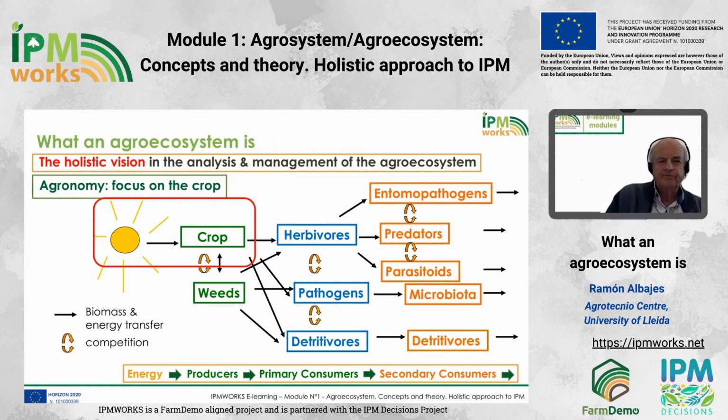When we analyze and want to manage an agroecosystem, we need a holistic vision of the agroecosystem. That is very, very important. We'll see several disciplines that analyze the agroecosystem. First, agronomy. Agronomy focuses on the crop and the relation of the crop with the source of energy, the sun.